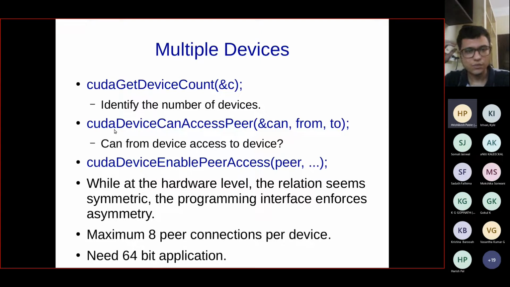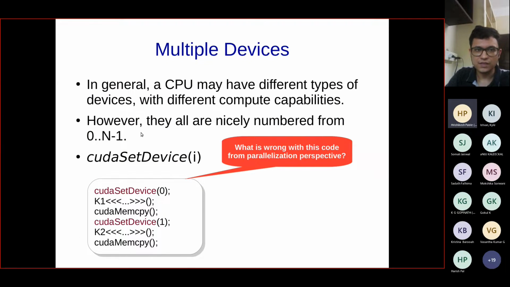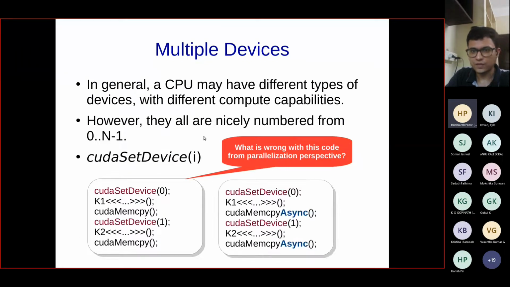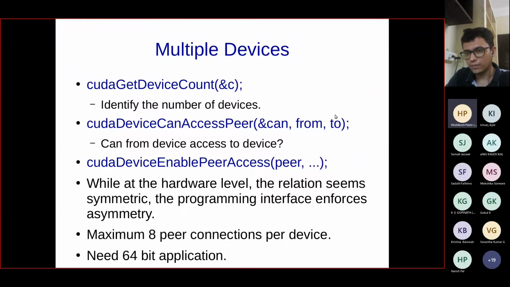In a similar manner, we have the cudaDeviceCanAccessPeer API, which checks whether you can access GPU from to GPU 2. That is, this from and to are two numbers. GPUs are indexed by a number. As I have mentioned here, each and every GPU is numbered from 0 to n-1. So this from and to are just numbers.